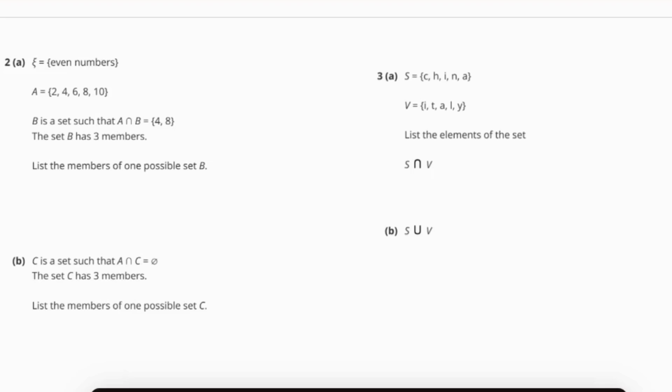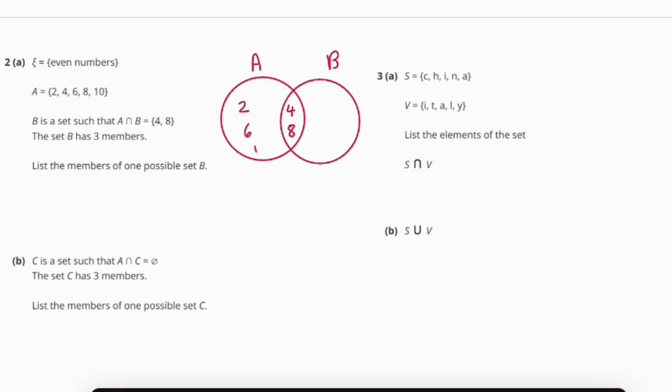Okay, have a go at 2 and 3 now. See how you get on. Okay, I'm going to draw a little Venn diagram here. So we've got A and B. We know A intersect B is 4 and 8, so we know 4 and 8 have to go here. 2 is definitely not in B. 6 isn't, and 10 isn't.